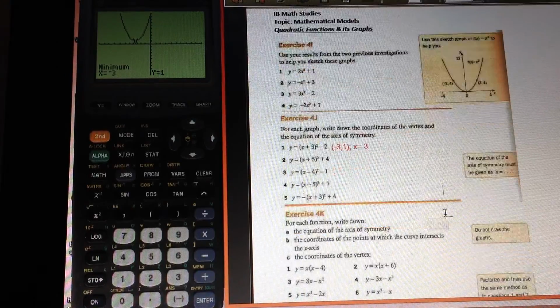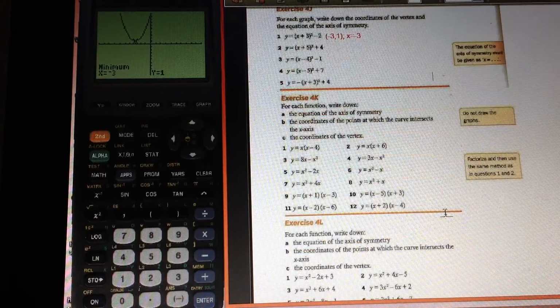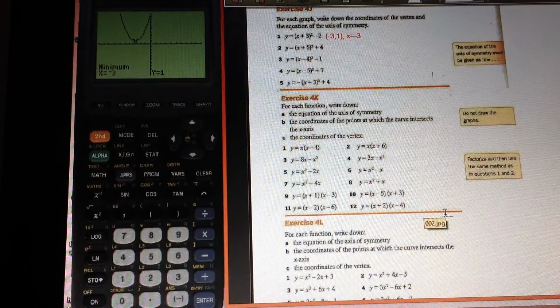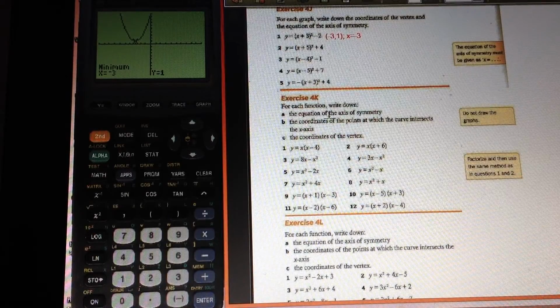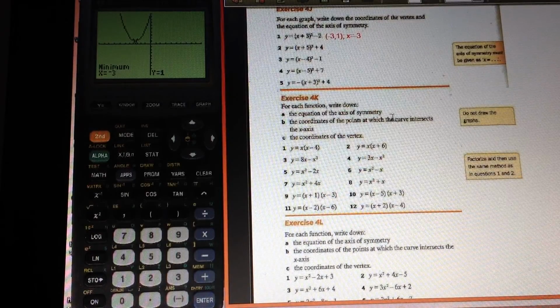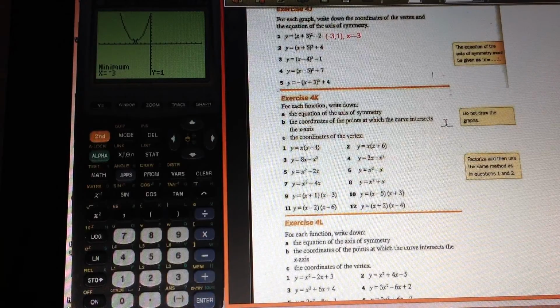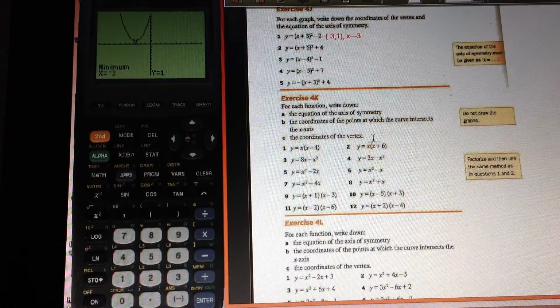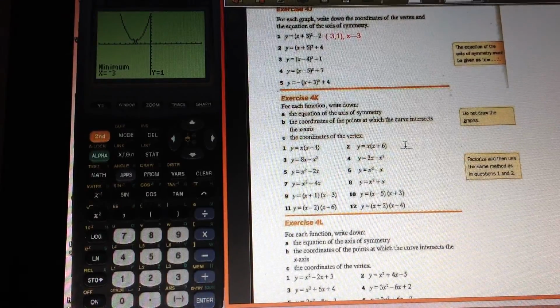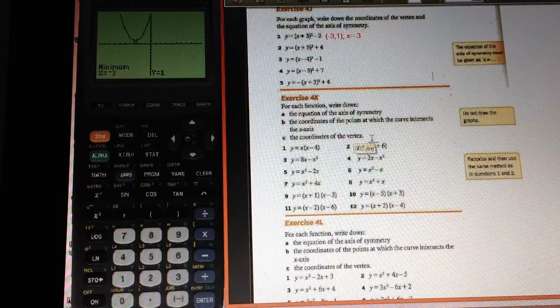Alright, 4K. So 4K is asking a similar thing, but this time besides graphing the function, we're going to look for the equation of the axis of symmetry, and we also look at the picture where you see the curve intersect the x-axis, and also we want to find out the vertex. The best way to solve any of those questions is to look at the graph first and then find your vertex. So here we go.